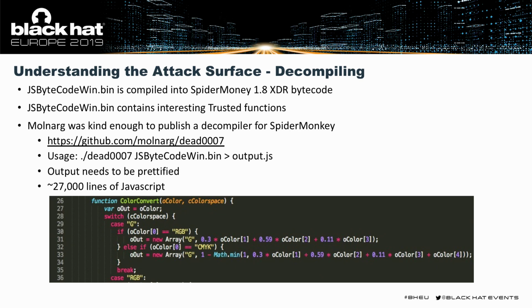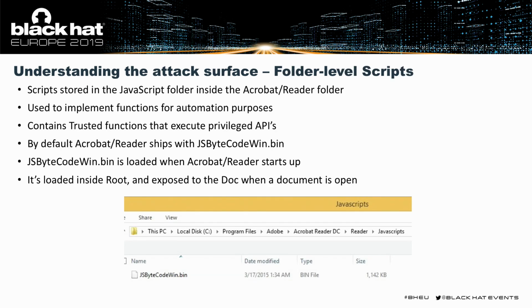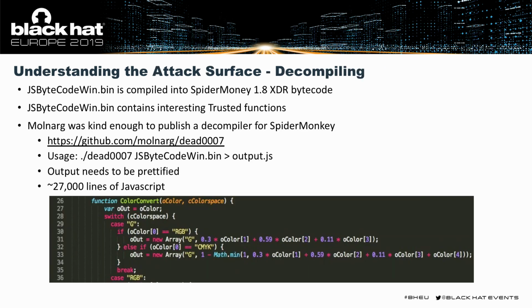One thing I want to mention here is that I mentioned there's a doc context where your document gets executed, and there's also something else, which is the root context. Think of root as the higher level, and doc as the normal user level. Usually when folder level scripts get loaded, they get loaded in a root context, not in the doc context. But the doc can still call these functions from the normal context.